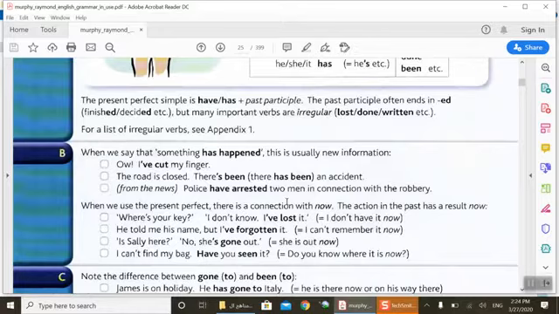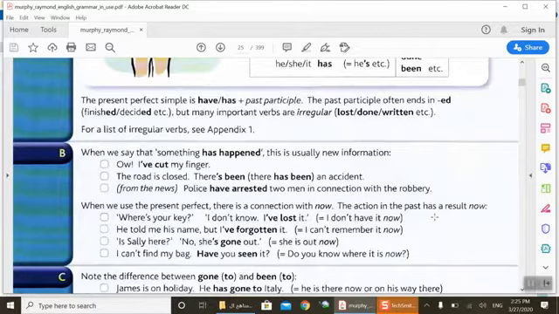Have arrested. When we use the present perfect, there is a connection with now. I talk about this point, that there is a connection, a relationship. The action in the past has a result now. This is very important. This is the main use. Where is the action? In the past. In the past, I lost my key. Now I don't have my keys, so I have lost them. The action in the past and the result now.